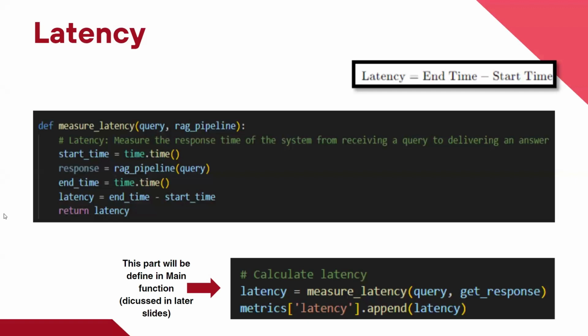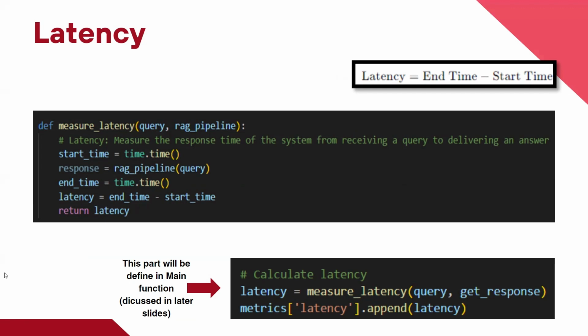Now call the rag_pipeline function with the query as an argument and store the generated response in the variable response. This line represents the core processing of the query by the system. Now record the current time again and store it in a variable called end_time. This marks the end time of the query processing. It calculates the latency by subtracting the start time from the end time.